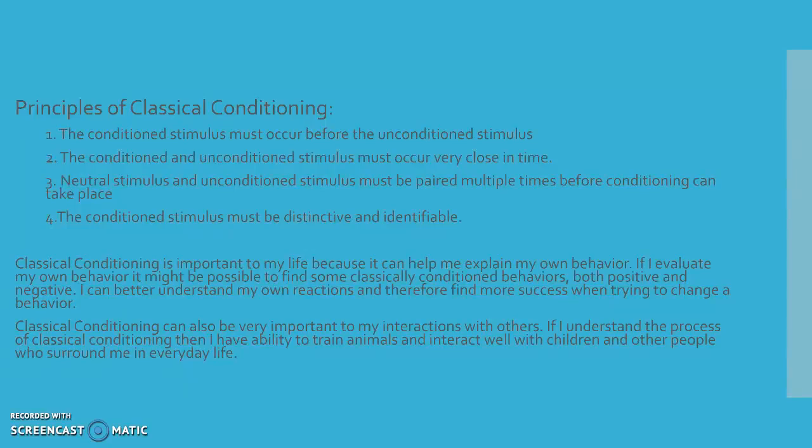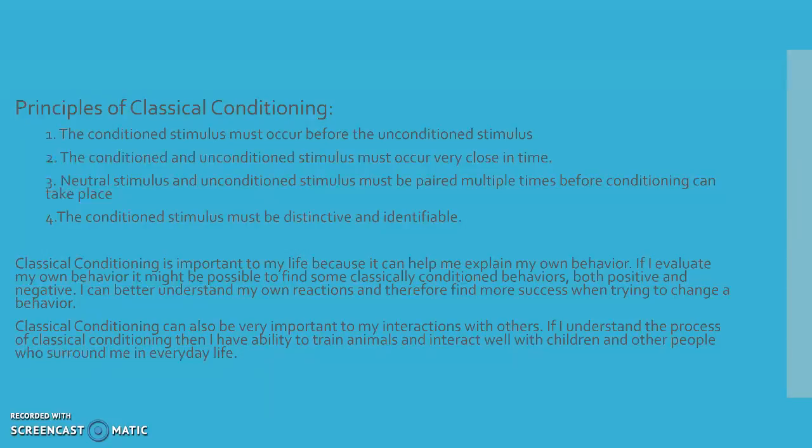So there are 4 principles of classical conditioning. 1. The conditioned stimulus must occur before the unconditioned stimulus. The conditioned stimulus cannot occur after the unconditioned stimulus because it will not produce the same effect. 2. The conditioned and unconditioned stimulus must occur very close in time period. That way, they can be connected to each other and not be thought of as separate concepts by the person or organism who is being conditioned.